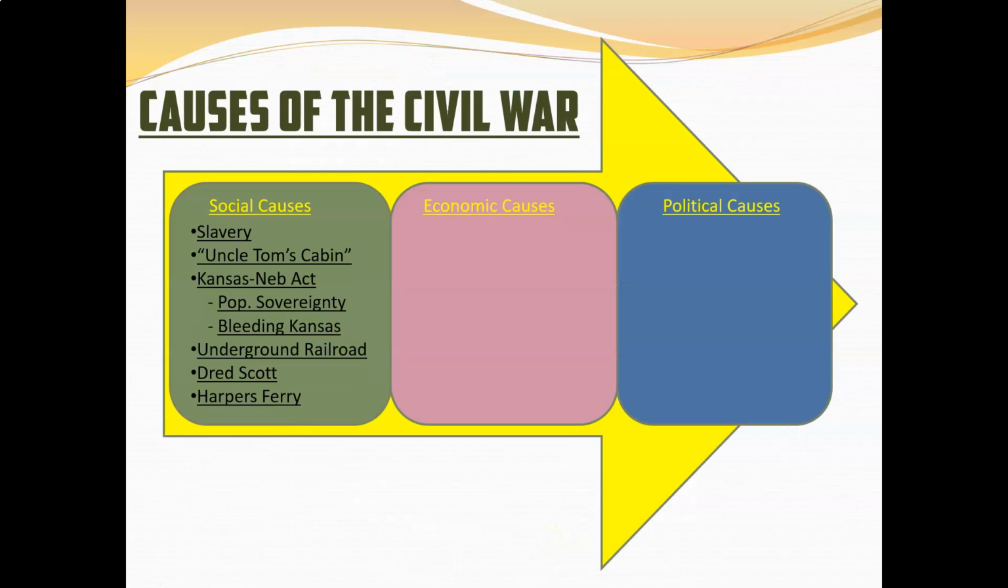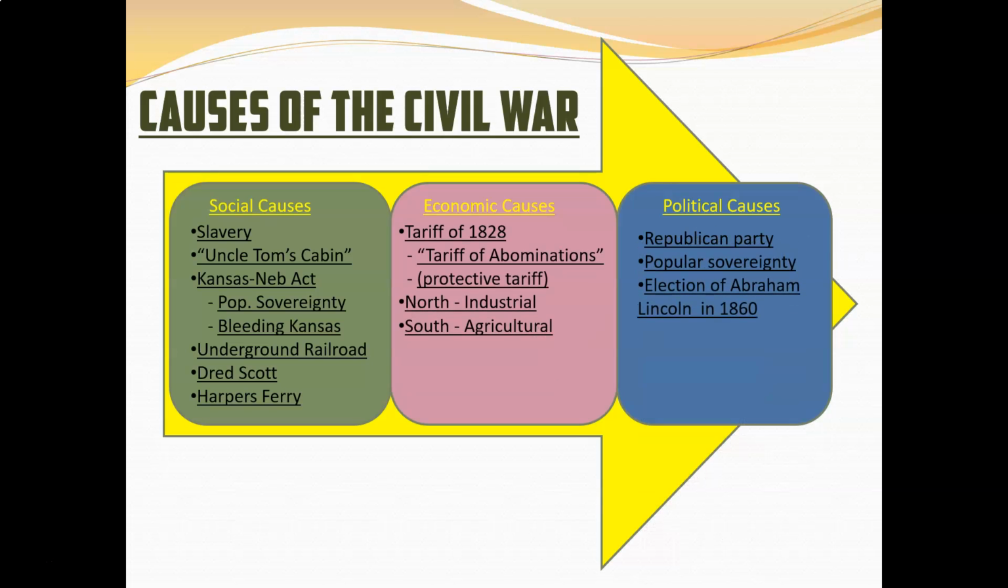All right, now, here are the causes of the Civil War: social, economic, and political. And we've talked about all of these various things throughout the class, from slavery to Uncle Tom's Cabin, the Kansas-Nebraska Act, and the issue of popular sovereignty, which led to Bleeding Kansas because there was a civil war, the Underground Railroad, which we talked about with Harriet Tubman, the Dred Scott decision, then obviously the attack at Harper's Ferry. All of those are social causes.